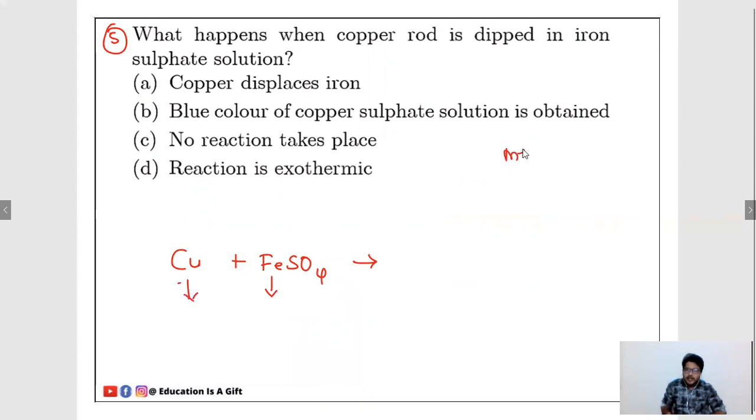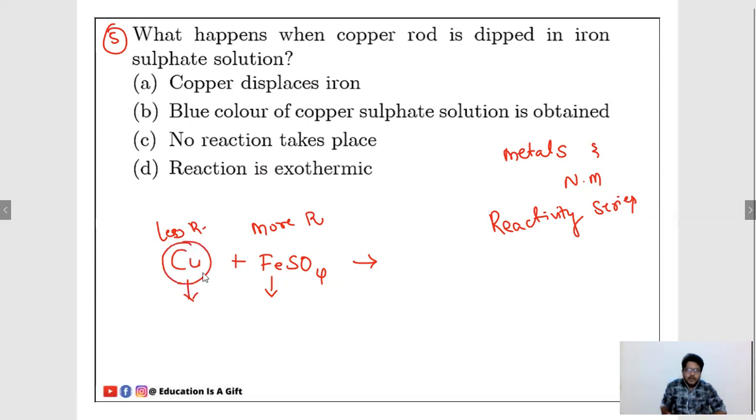In the chapter of metals and non-metals, you might have learned about the reactivity series. In that reactivity series, we can understand one thing: iron is more reactive than copper, which means copper is less reactive. Because it is less reactive, this copper cannot displace iron. It doesn't have that much strength. So the answer is no reaction.